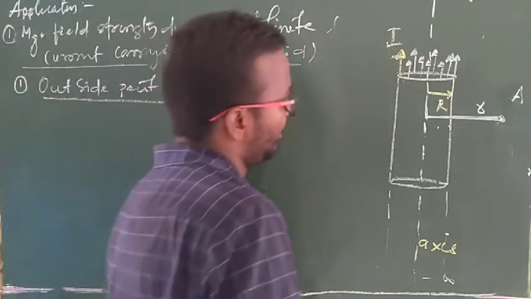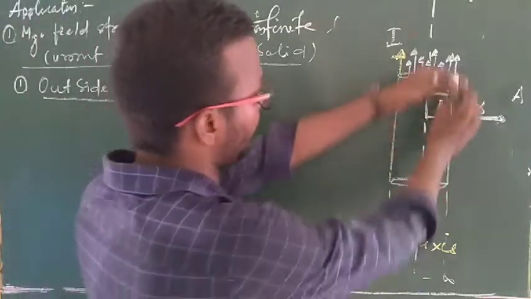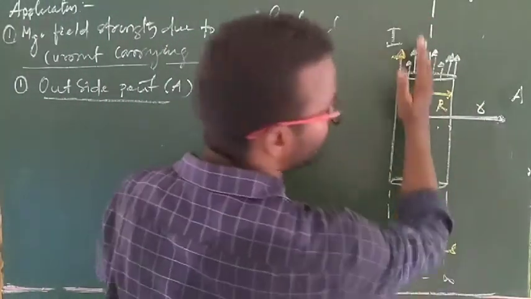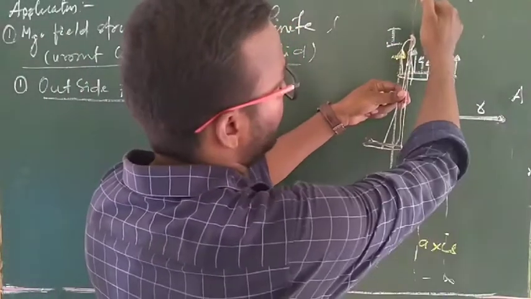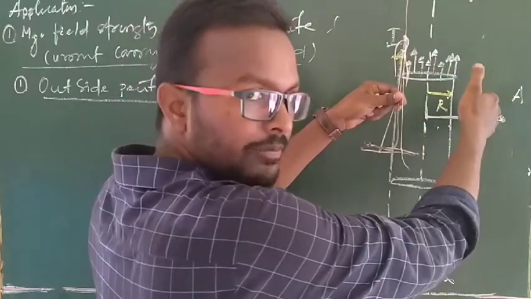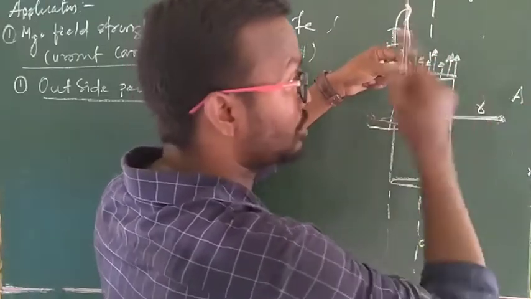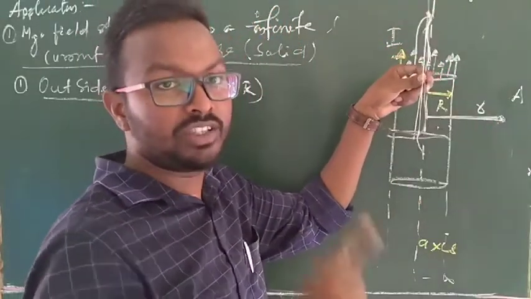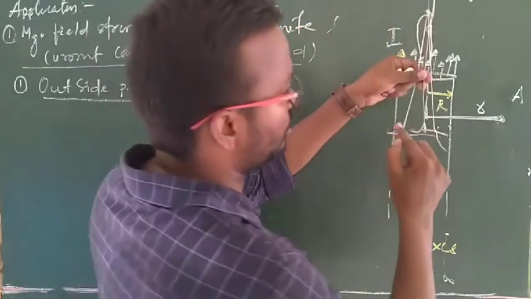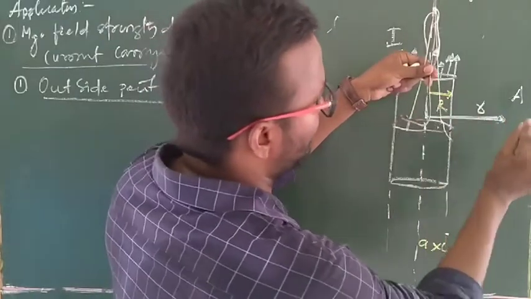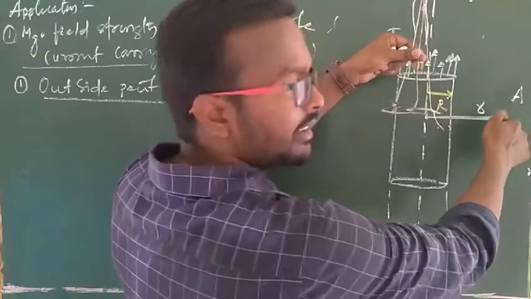Now first we have to draw an Amperian loop. If this is the direction of flow of current, then this is the direction of magnetic field. These are the magnetic lines in this way. So we have to choose an Amperian loop which is symmetric with the magnetic lines. Suppose we choose an Amperian loop in this way, and this Amperian loop passes through point A.